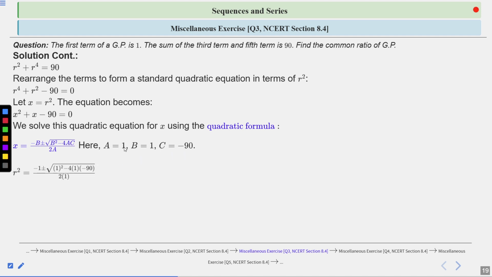Putting these values in the quadratic formula, we get r square equals minus 1 plus or minus square root of 1 square minus 4 times 1 times minus 90, whole divided by 2 into 1. After some calculation, we can write r square equals minus 1 plus or minus square root of 1 plus 360, divided by 2.